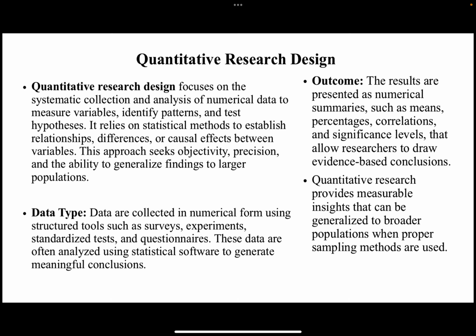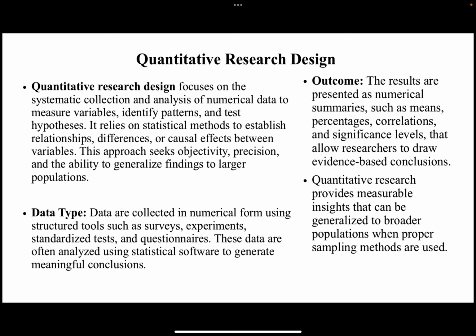Okay. Now, again, quantitative research provides measurable insights that can be generalized to a broader population when proper sampling methods are used. Okay, and this is also very important. Now, what are the advantages of quantitative research design?